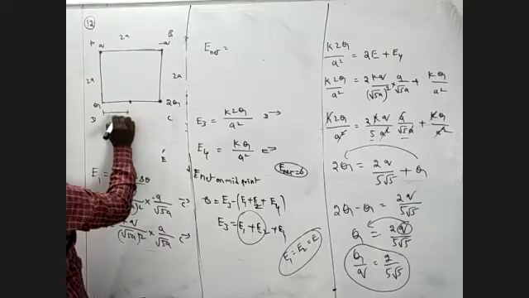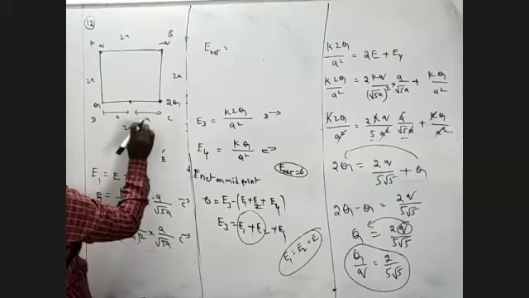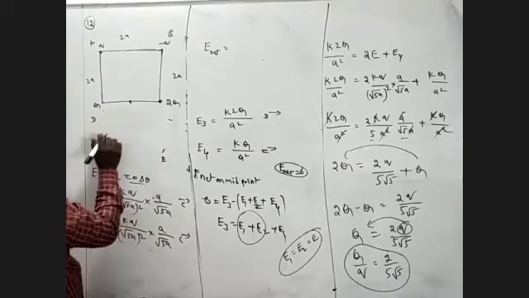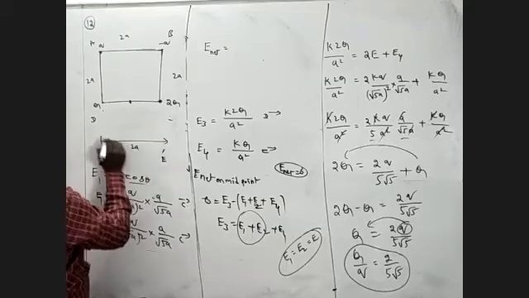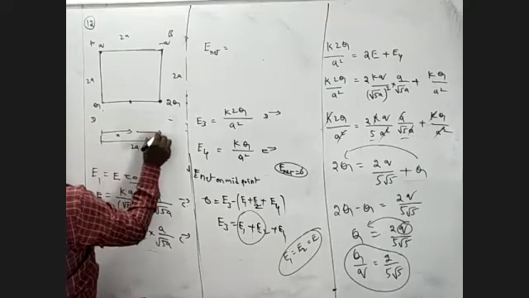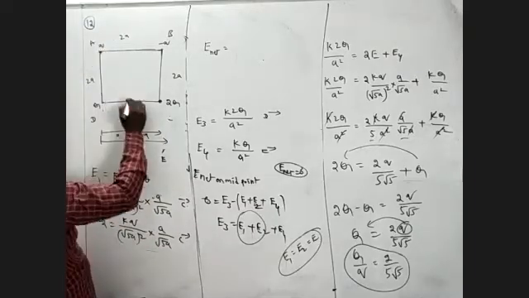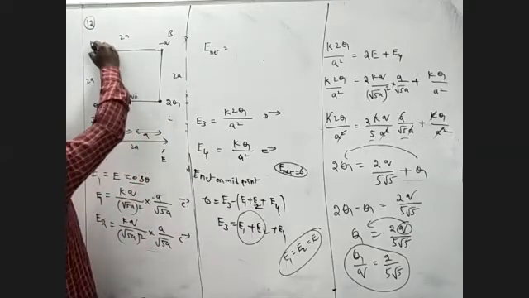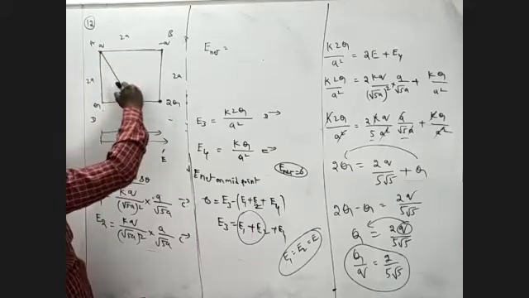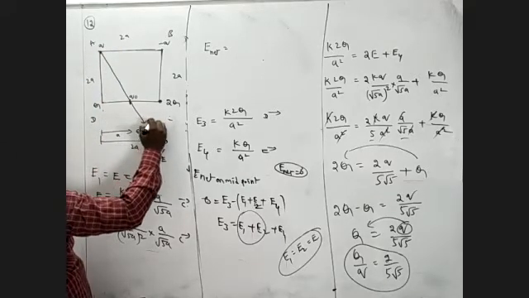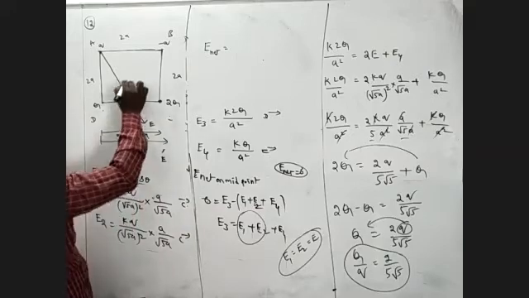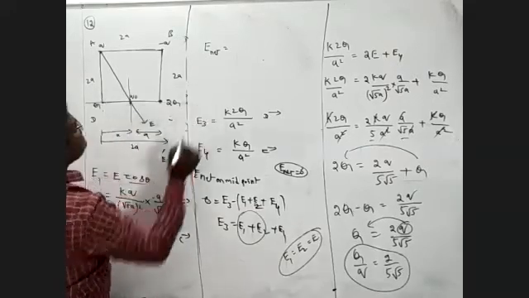From here to here is A. From here to here is A. From here to here is A, the midpoint. This is Q naught here. The positive charge will repel the charge in this direction. This is the electric field. But you see, this can be divided into components.